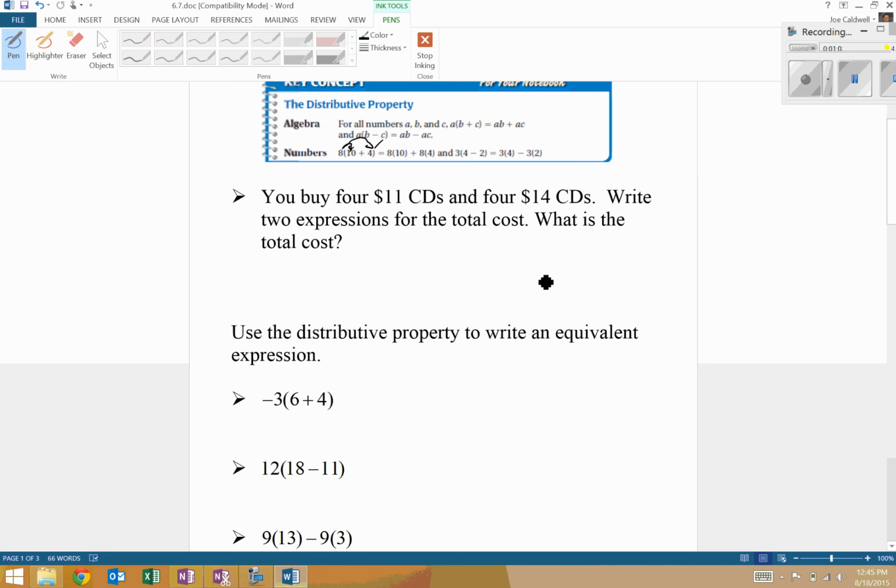So if you buy 4 $11 CDs and 4 $14 CDs, we could write that essentially in this way. Let's write it in two different ways. We could write 4 times $11 for the $11 CDs, and then we need to add 4 times the $14 CDs. So we could do that, and we would get 44, right? 4 times 11.